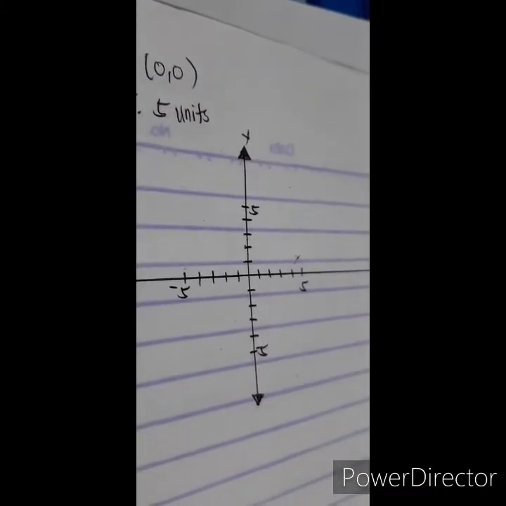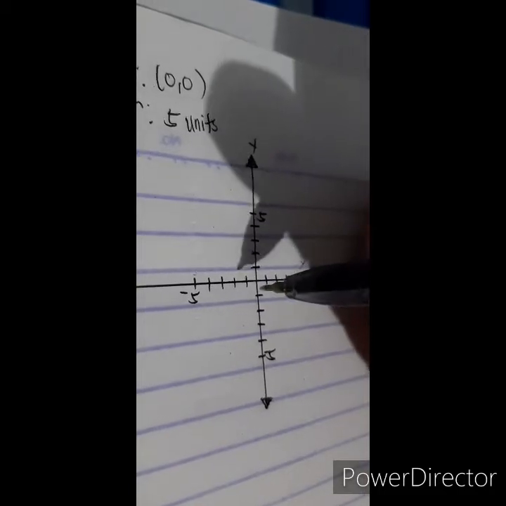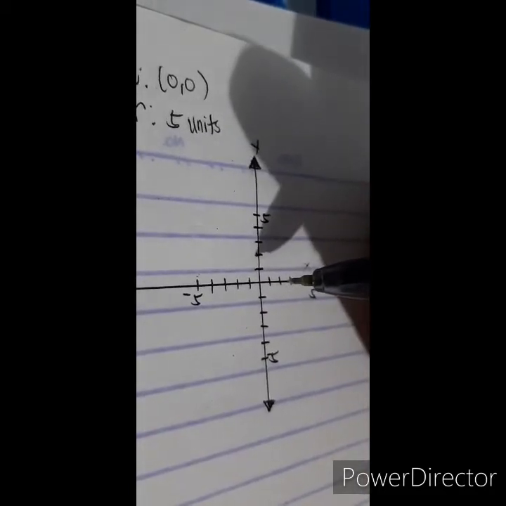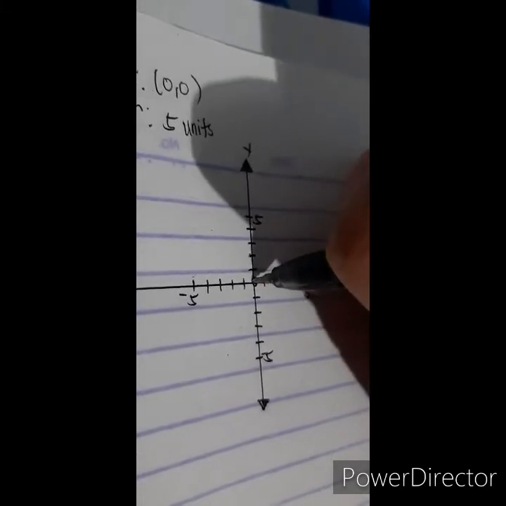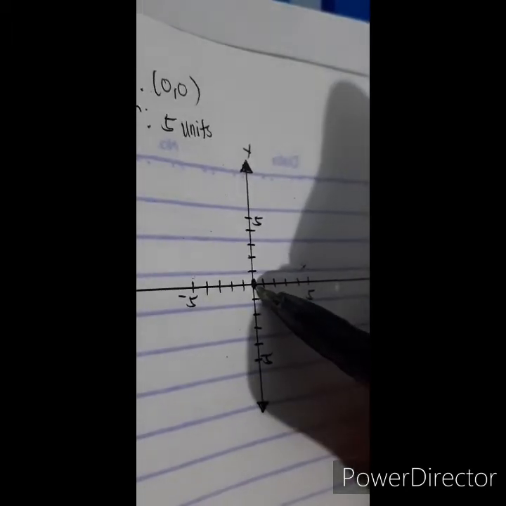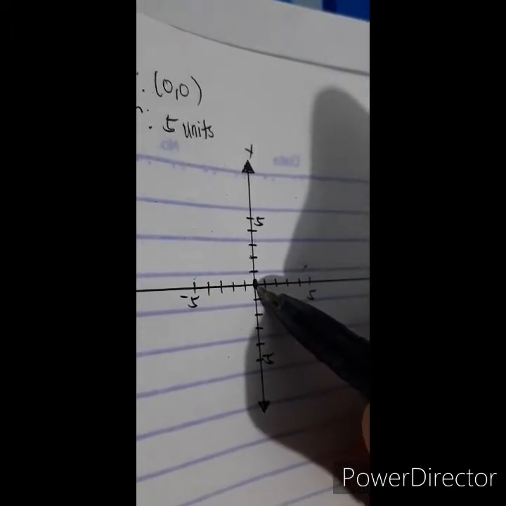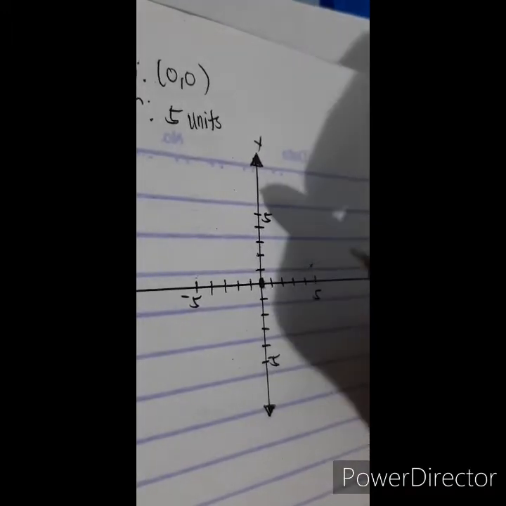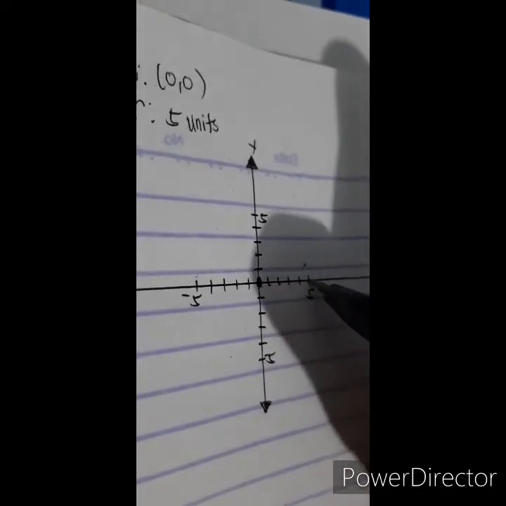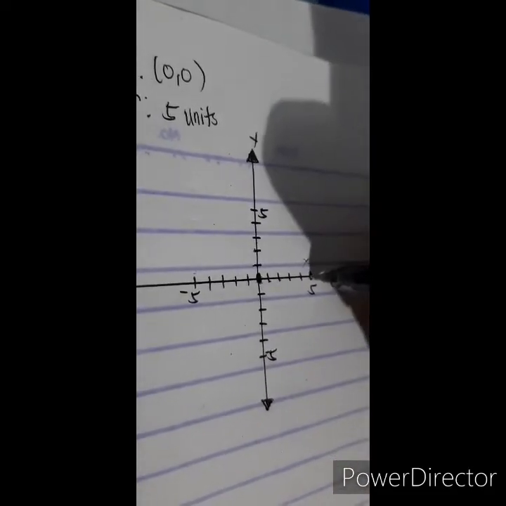So in plotting the graph, we have to locate first the center of the circle. Since the center of the circle here is at the origin, we just need to plot its point. Next, from the center, we have to count 5 units going to the right, upward, going to the left, and going down. So we have 1, 2, 3, 4, 5, and locate the point.